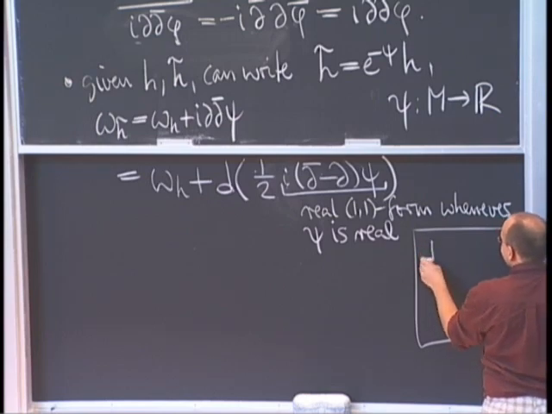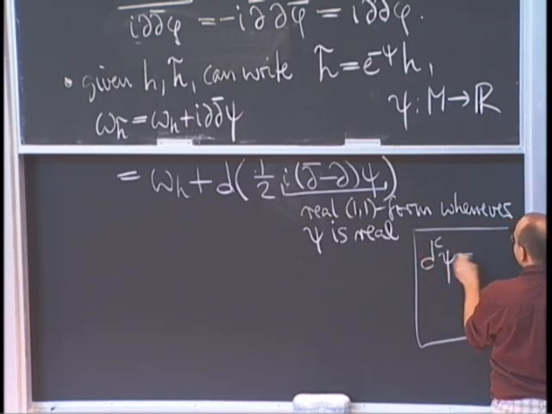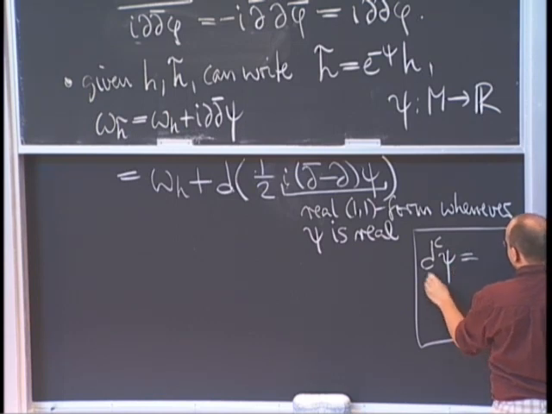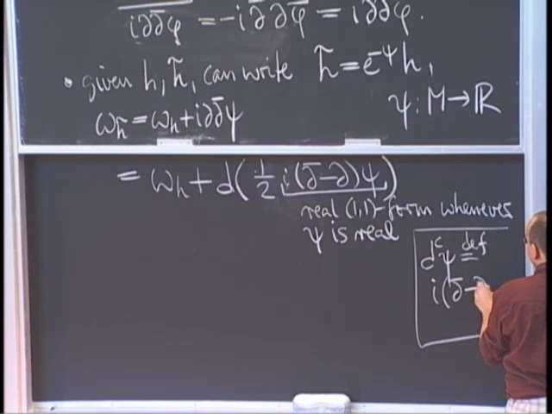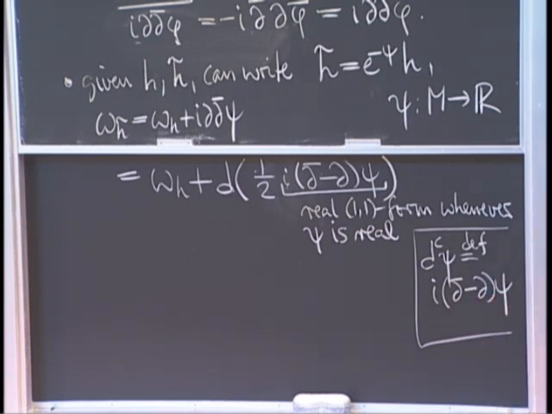So write d^c psi, which is i times (del bar minus del) psi. So that's a real operator, preserves reality of the form.